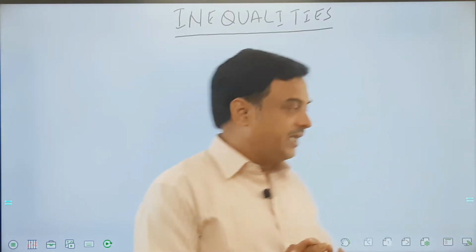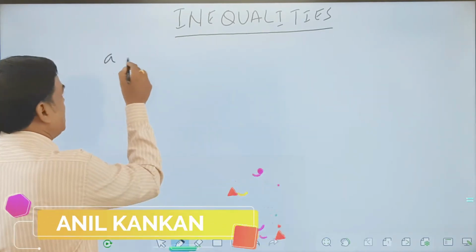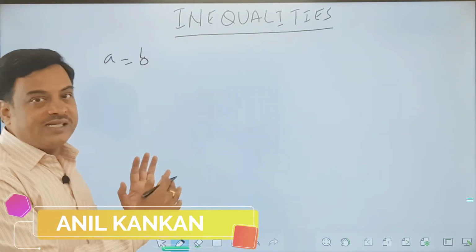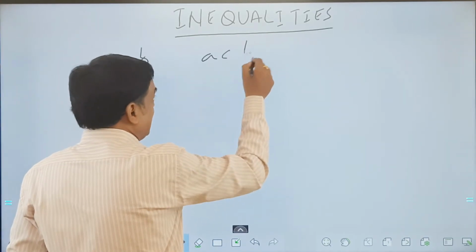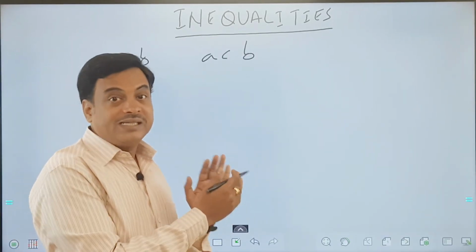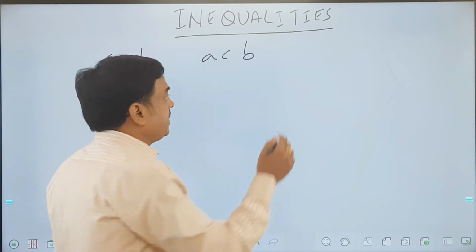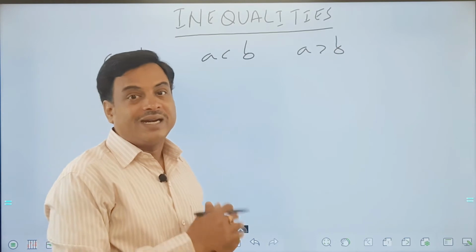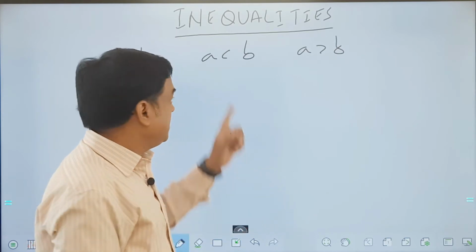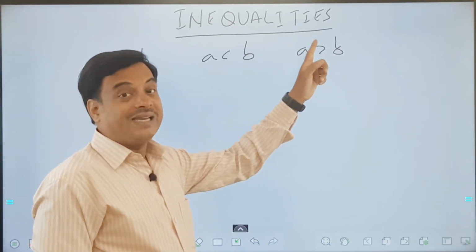What is an inequality? If I say A is equal to B, that means left hand side is equal to right hand side. A less than B means left hand side is less than right hand side. A greater than B means left hand side is greater than right hand side. So these two cases are called inequality.